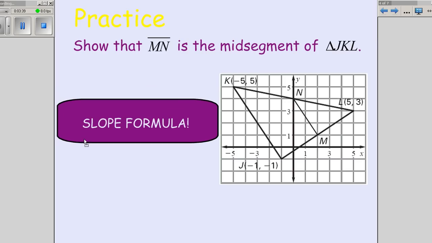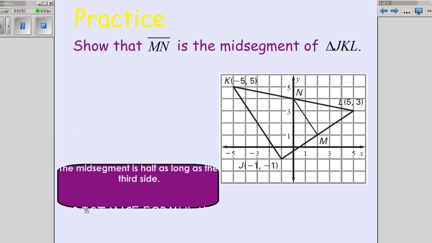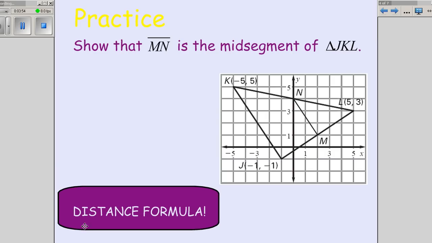So we're going to use the slope formula for that. What we're also going to want to do is to say that the midsegment is half as long as the third side. If that's true, then we can say that it's the midsegment. And to do that, we're going to need to use the distance formula. So let's go ahead and try that.